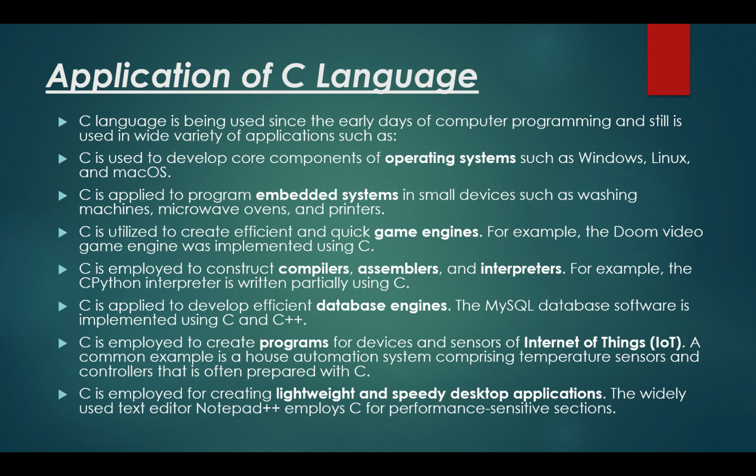C is employed to construct compilers, assemblers, and interpreters. For example, the CPython interpreter is written partially using C. C is applied to develop efficient database engines. The MySQL database software is implemented using C and C++. C is employed to create programs for devices and sensors of the Internet of Things, that is IoT, and a common example is a house automation system comprising temperature sensors and controllers that is often programmed using C. C is employed for creating lightweight and speedy desktop applications. The widely used text editor Notepad++ employs C for performance sensitive sections.